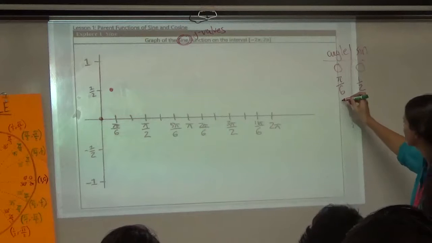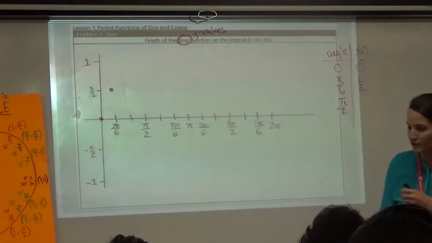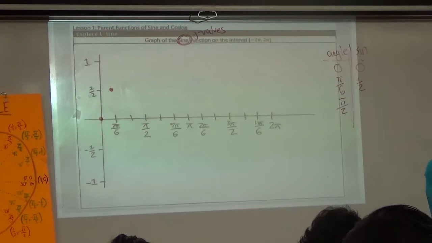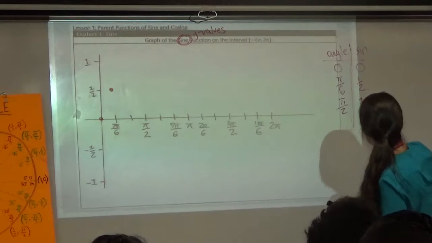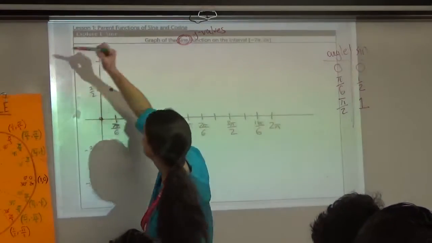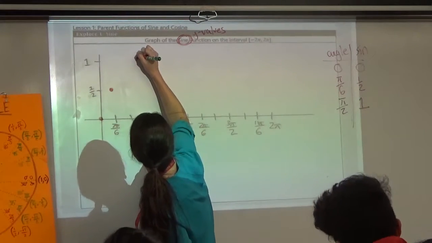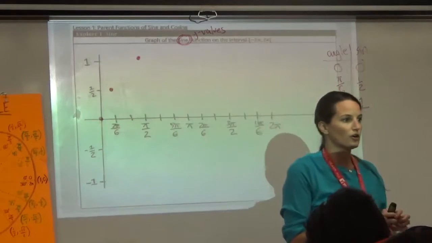Let's go on to pi over 2. Last one we're going to do together, then you're going to finish it off. Pi over 2. Try to do it in your head if you can. If not, you can peek. It's up there at the top. The y value is 1. So we are right here.